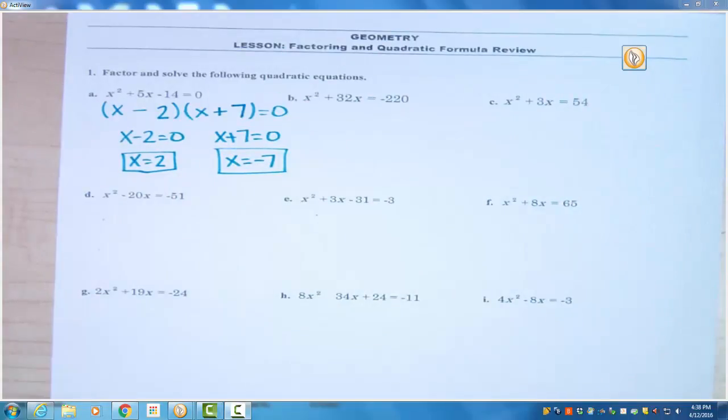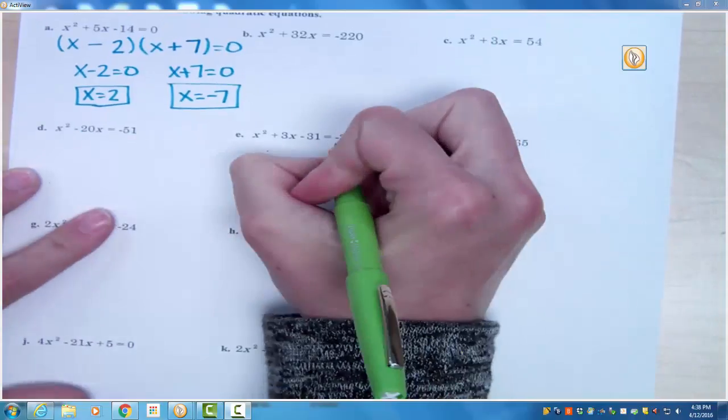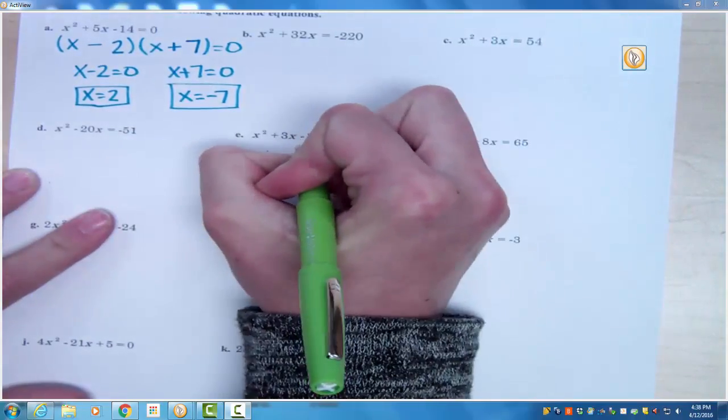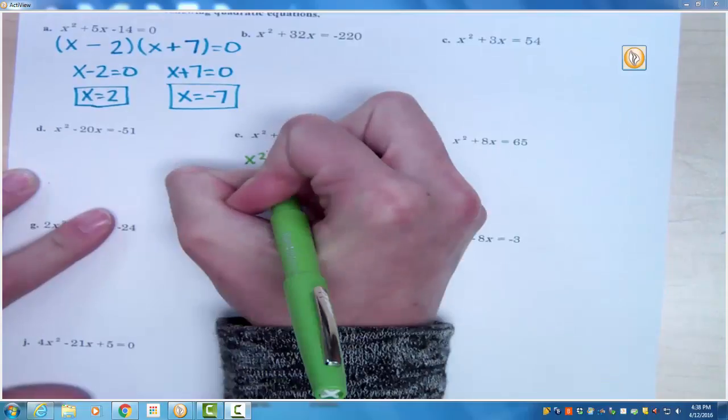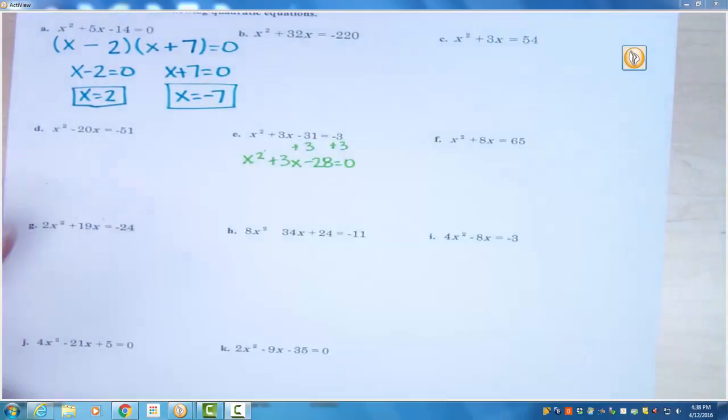So there's one like that. Let's also do E. So x squared plus 3x minus 31 equals negative 3. Remember, we have to have one side equal to 0. So I have to get rid of this 3 here, so I'm going to add 3 to both sides. So I have x squared plus 3x minus 28 equals 0.